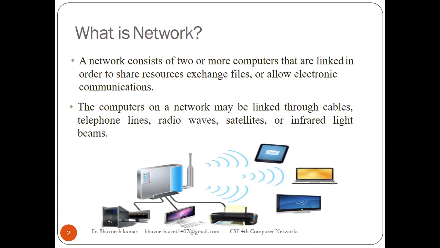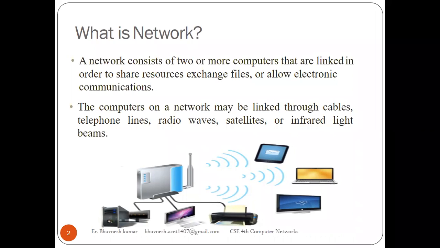The computers on a network may be linked through cables, telephone lines, radio waves, satellite, or infrared light beams. When two or more computers are connected, it can be with a cable, that is a wired connection. It can be with your telephone lines. That is a wired connection. The second is wireless, that is your radio waves. Satellites use radio waves. Then there are infrared lights.